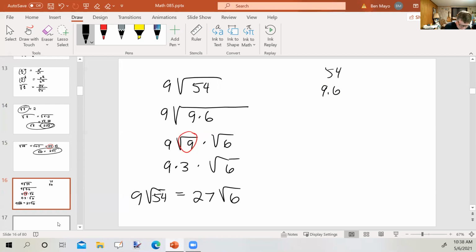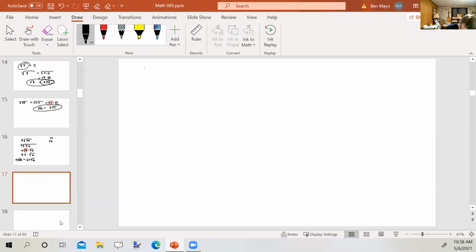Let's take a look at another problem. This is the cube root of 40. Well, we're no longer taking a square root, we're taking a cube root. So now we want factors inside that are perfect cubes. So let's see, 40 could be written as 8 times 5. 8 is a perfect cube, 2 cubed.